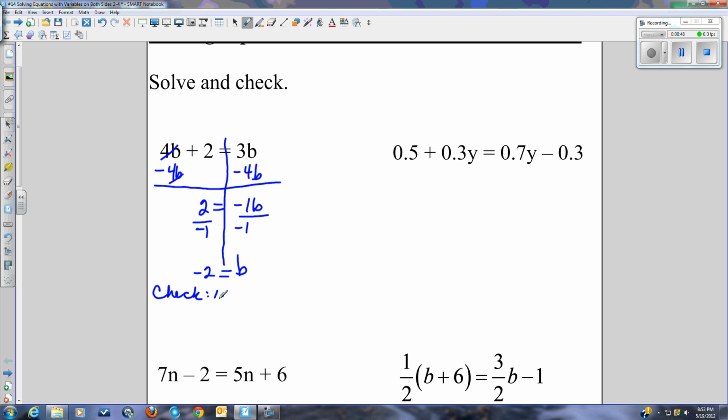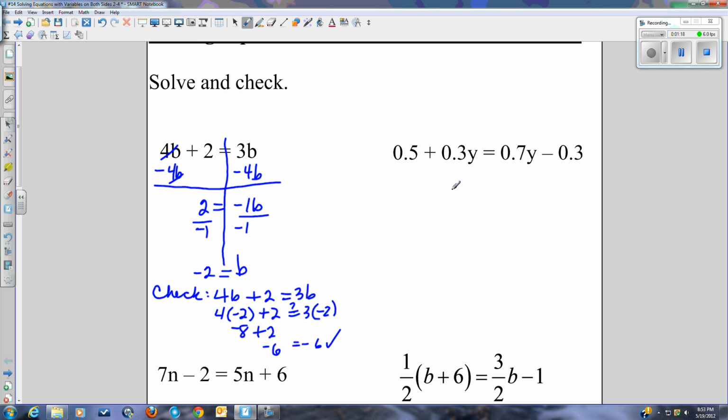Check it. So we have 4b plus 2 equals 3b. We want to make sure the negative 2 works there, so we're going to have 4 times negative 2 plus 2. We want to know, does that equal 3 times negative 2? So I'll put a little question mark above the equal sign. 4 times negative 2 is negative 8. Negative 8 plus 2 is negative 6.